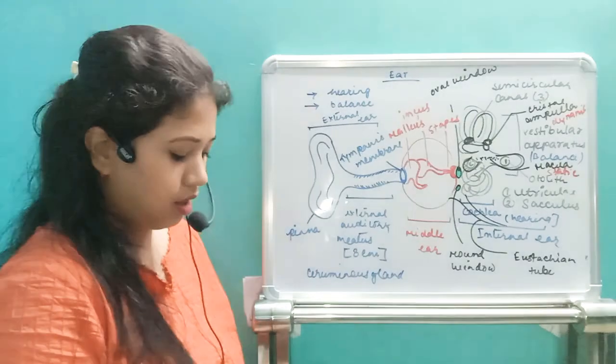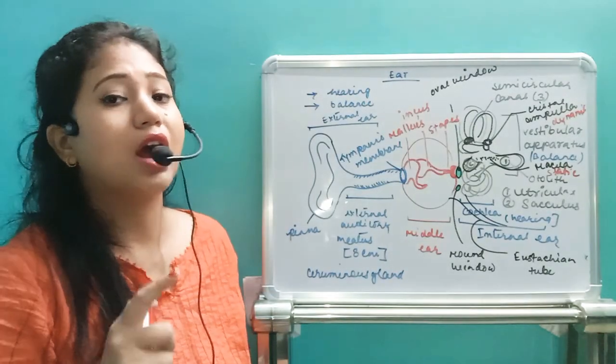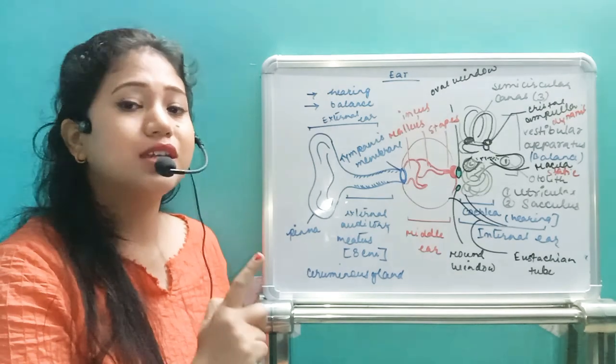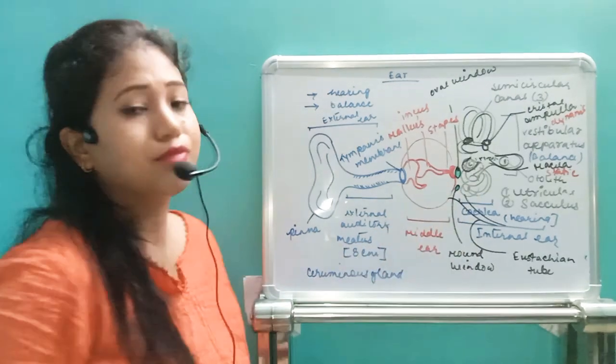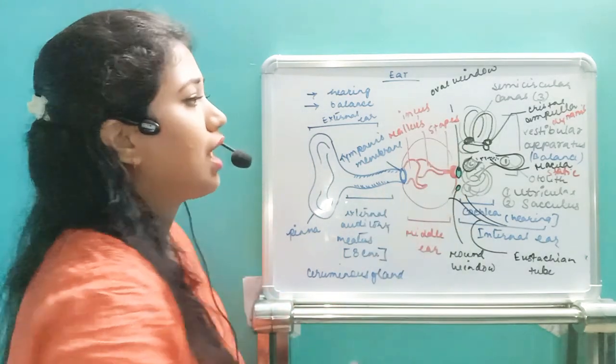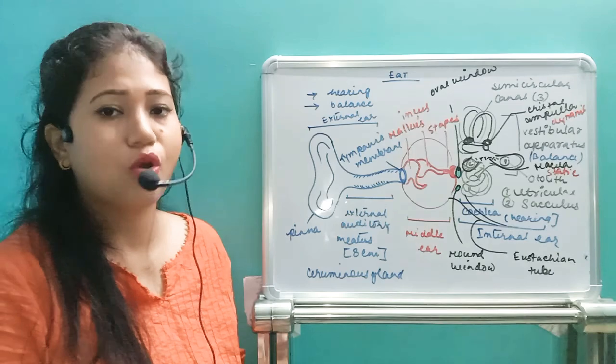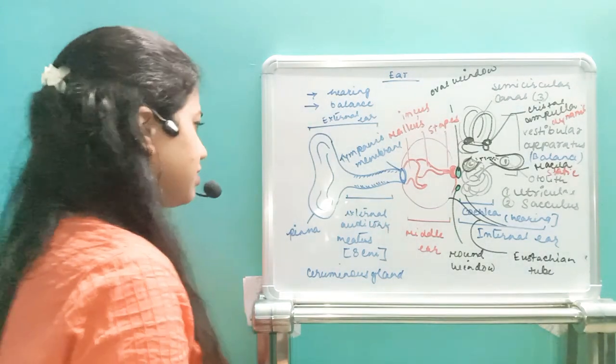So remember, both parts of the vestibular apparatus together maintain our balance. For static balance, what are we going to have? Macula. For dynamic balance, what are we going to have? We have the crista ampullaris. So both semicircular canal and otolith organ are maintaining the balance.